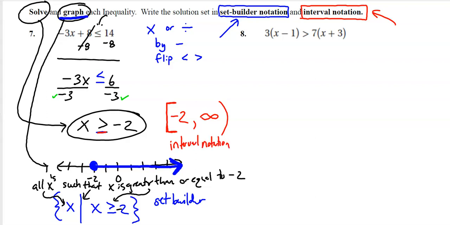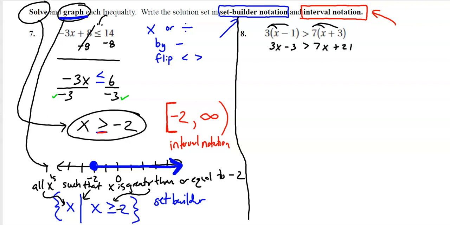And that was a lot of explaining. Hopefully number 8 makes a little bit more sense. I'll go a little bit quicker, and that one should be a little easier. So let's work it out. We'll do our algebra. We've got 3x minus 3 greater than 7x plus 21.